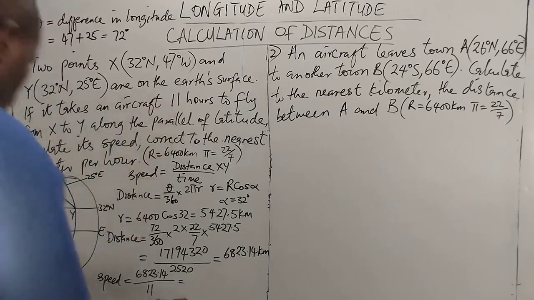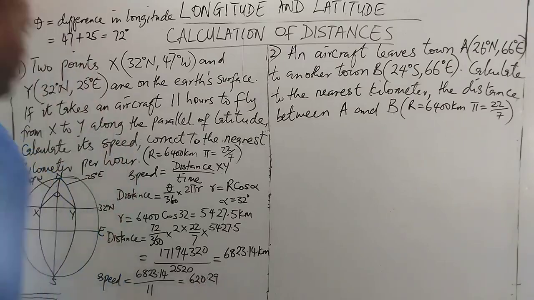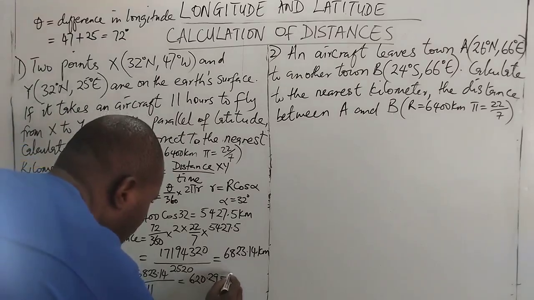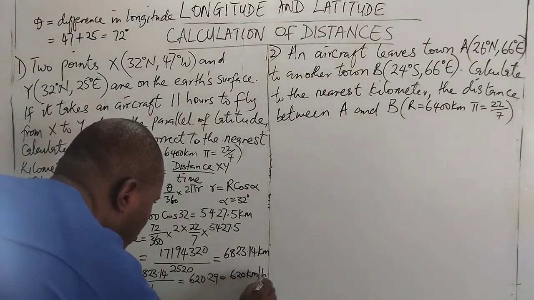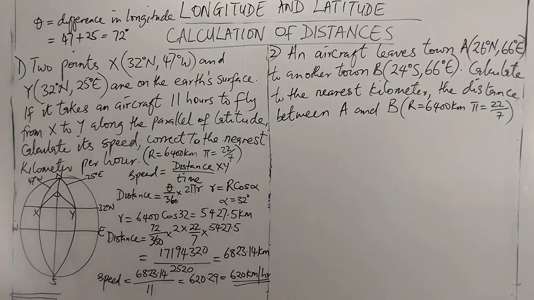If you do the division, it will give you 620.29. And the question says to the nearest kilometer per hour. So the nearest kilometer is 620 kilometers per hour. That will be our final answer.